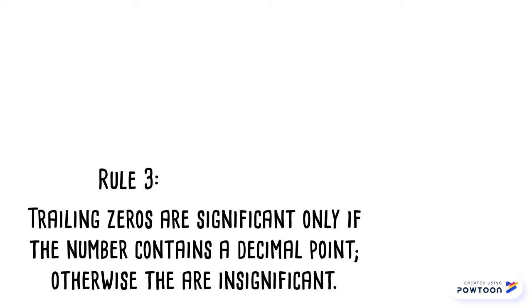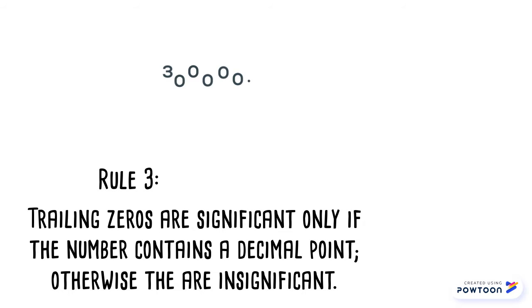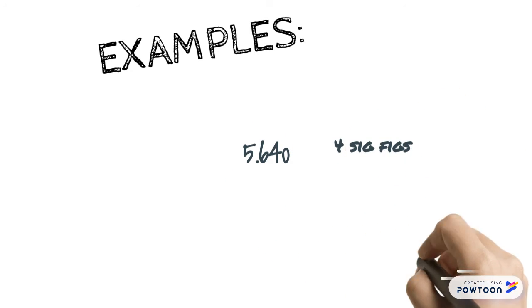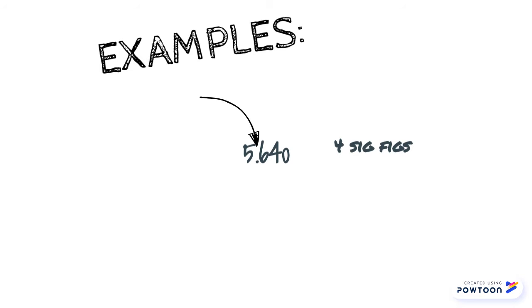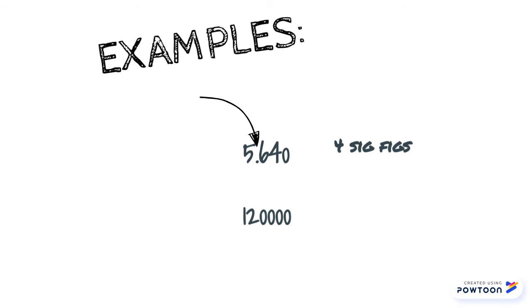So the third rule says that trailing zeros, those at the end, are significant only if the number contains a decimal point. Otherwise, they are insignificant and they don't count. So let's look at some examples of that. The number 5.640 has 4 sig figs because it has a decimal place in it, and so the 0 after the 4 counts. However, look at the number 120,000 without a decimal point. There would only be 2 sig figs because there's not a decimal point in that number.